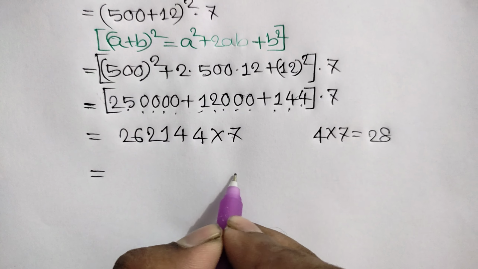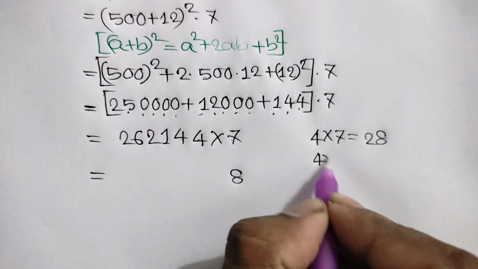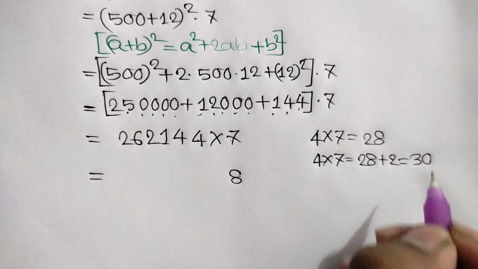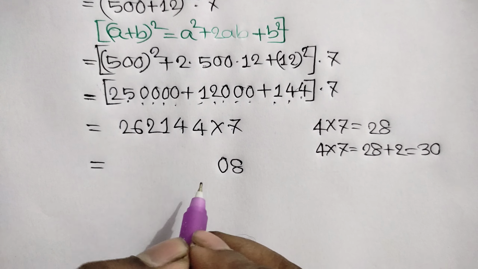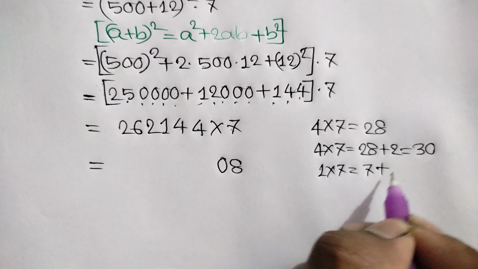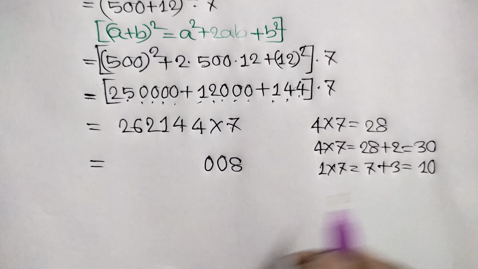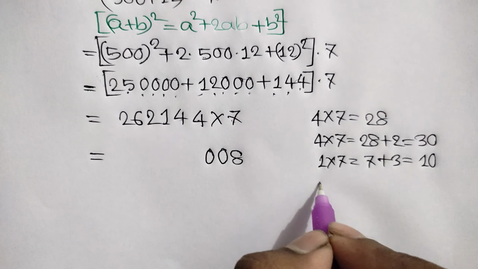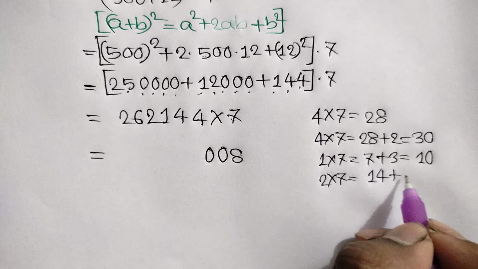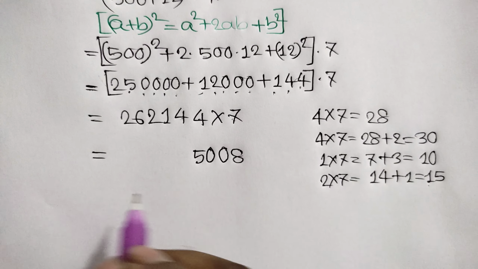Now 4 times 7 is 28, so we can write here 8, and 2 will be carry. Now 4 times 7 is 28 plus 2 is 30, so 0, and 3 will be carry. Now 1 times 7 is 7 plus 3 is 10, so here we can write 0, and 1 will be carry. Now 2 times 7 is 14, 14 plus 1 is 15, so we can write here 5, and 1 will be carry.